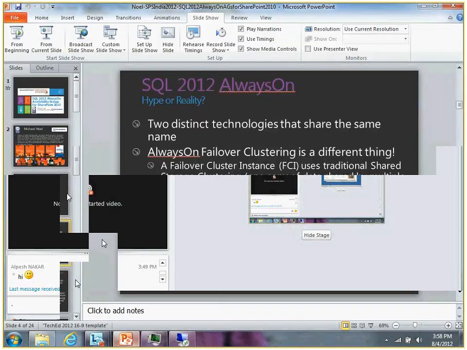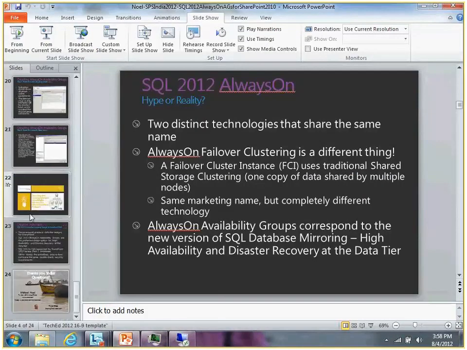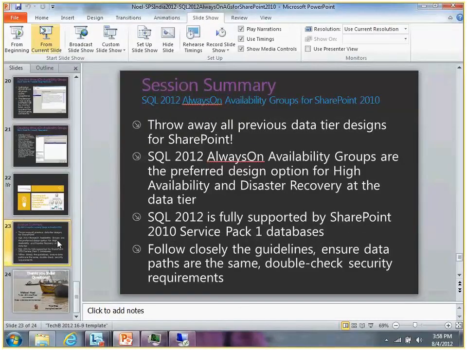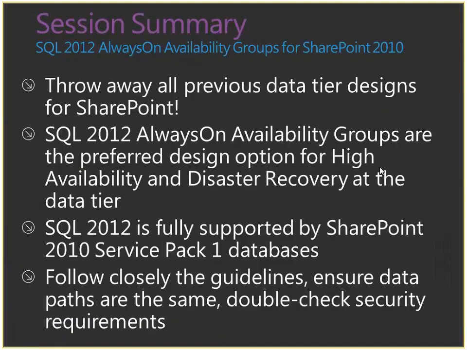So from a summary perspective, before I jump into some questions, make sure you understand this changes everything in terms of the data tier designs for SharePoint. We're starting to do this with some very big clients. A lot of clients of ours now, I'd say at least 80% of the ones that are setting up SharePoint for high availability, are moving to using SQL 2012 AlwaysOn Availability Groups when it's a new environment that's being set up. It's supported by SharePoint. It's recommended. It works very well. It's easy to administer, and once you set it up, it just runs.